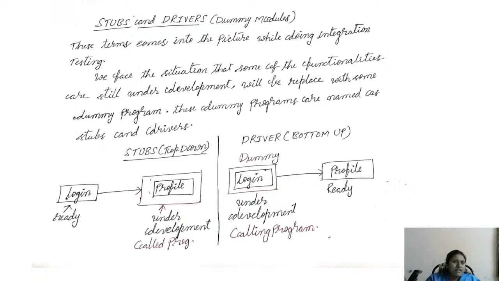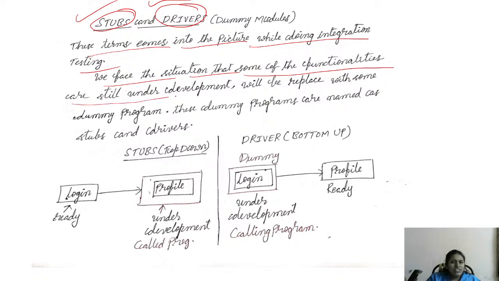Stubs and drivers are dummy modules, like in a prototype where we are doing some dummy model. These terms come into the picture while doing integration testing. We face the situation that some of the functionalities are still under development. We have to replace them with some dummy program. These dummy programs are named as stubs and drivers.